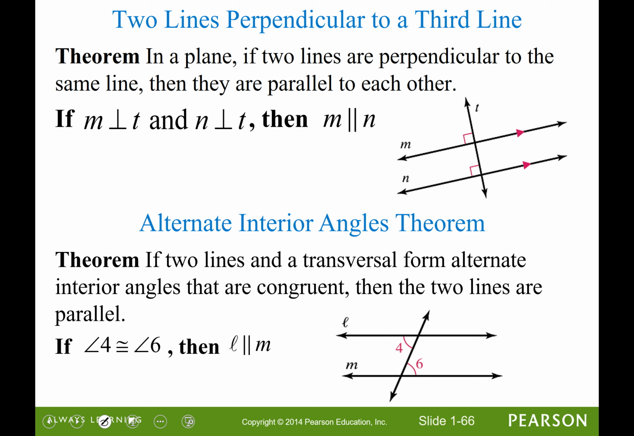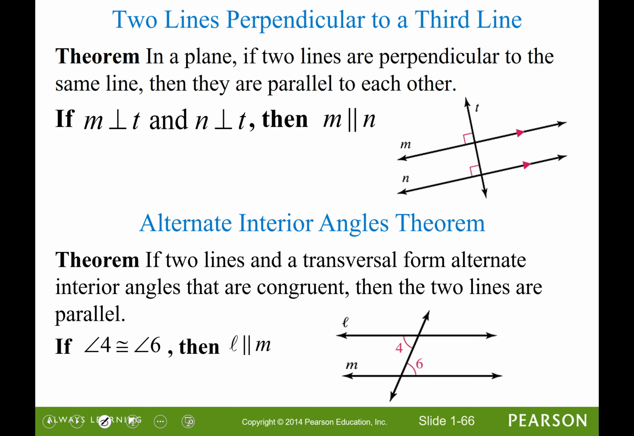Alternate interior angles theorem. All right, the theorem is, if two lines and a transversal form alternate interior angles that are congruent, then the two lines are parallel. Okay, so we've already talked about the definition of alternate interior angles, and I just want to redraw.